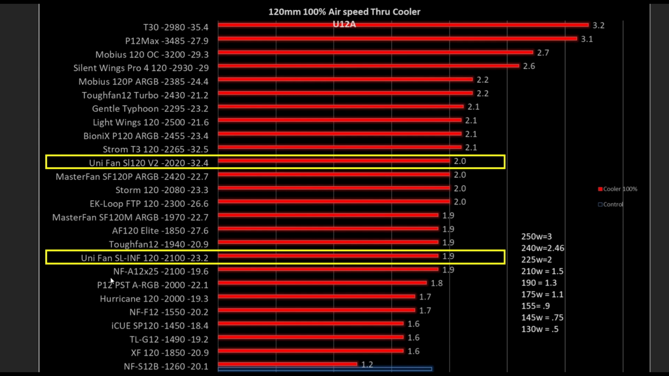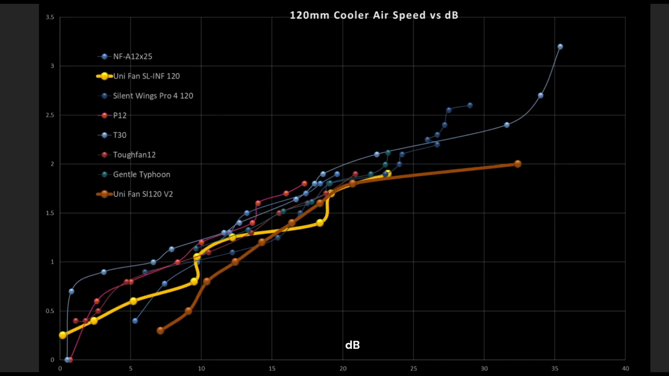But it is outperforming the A12X25, albeit at more than double the noise volume. So 19.6 decibels versus 32.4. That is a significantly noisier fan. So just buyer beware. Now, how do these fans compare against other fans in cooler air speed versus decibel rating?